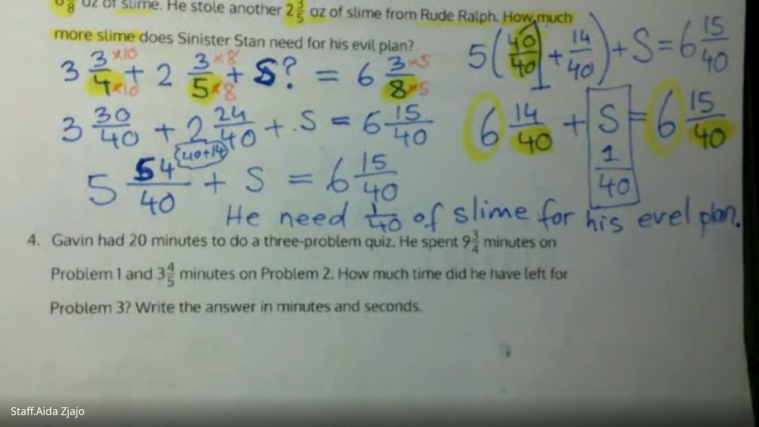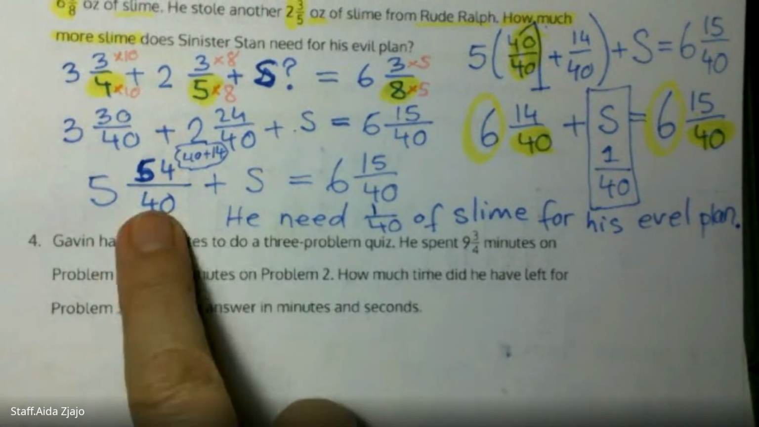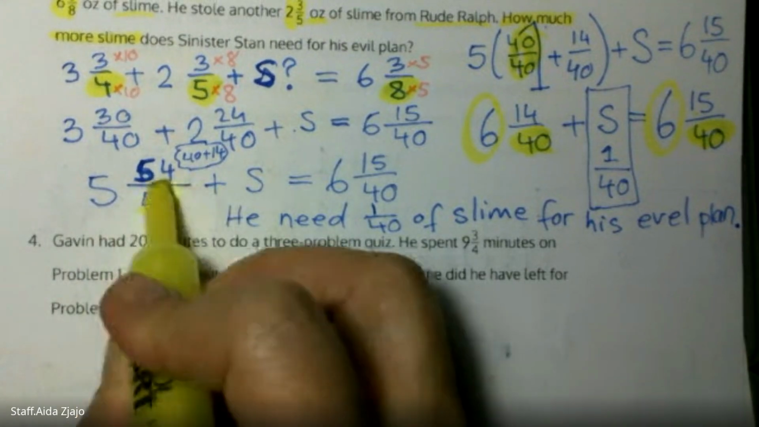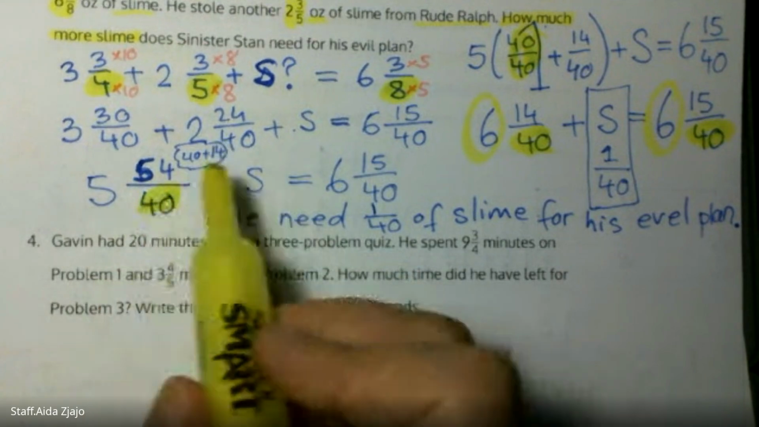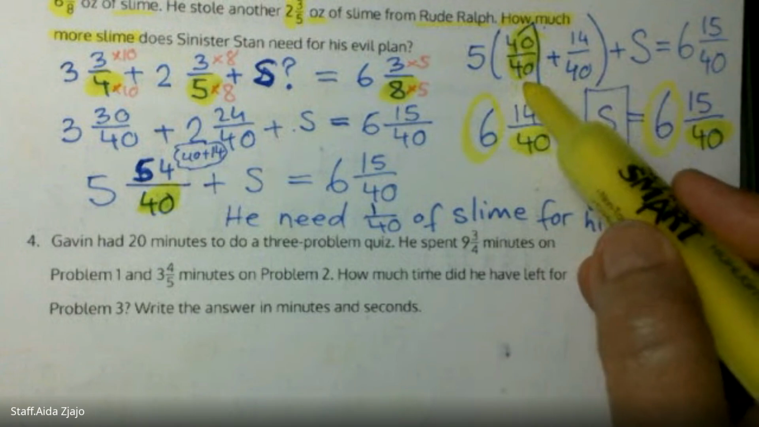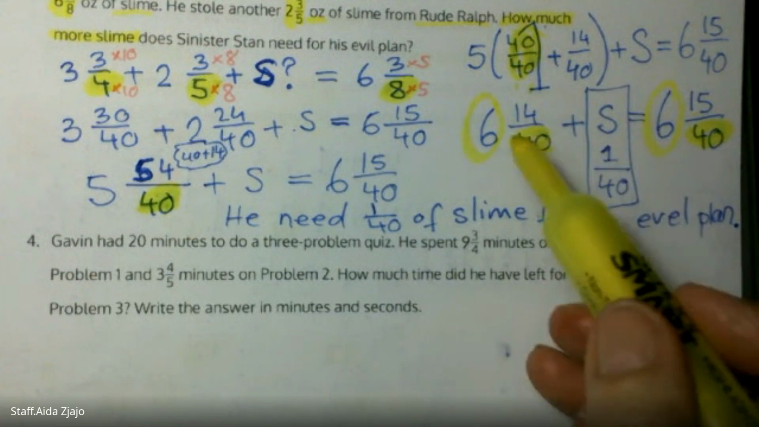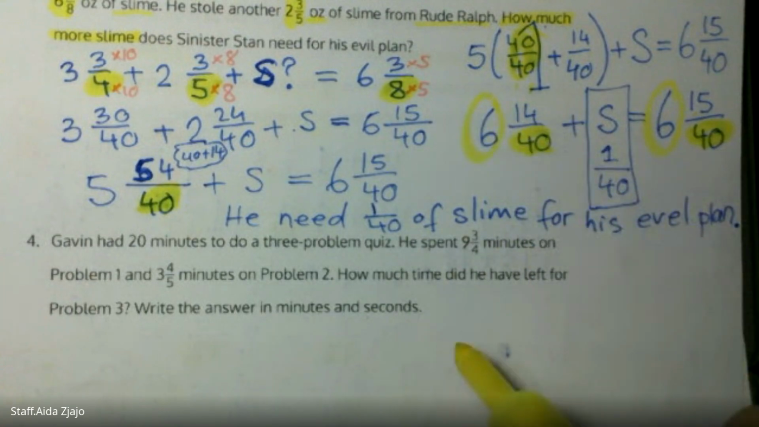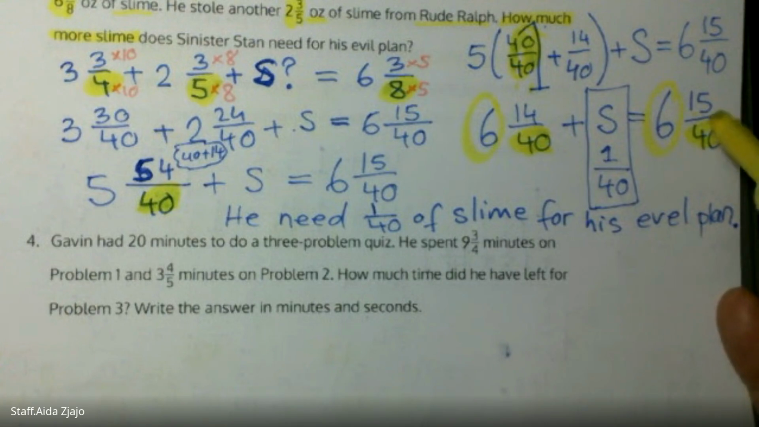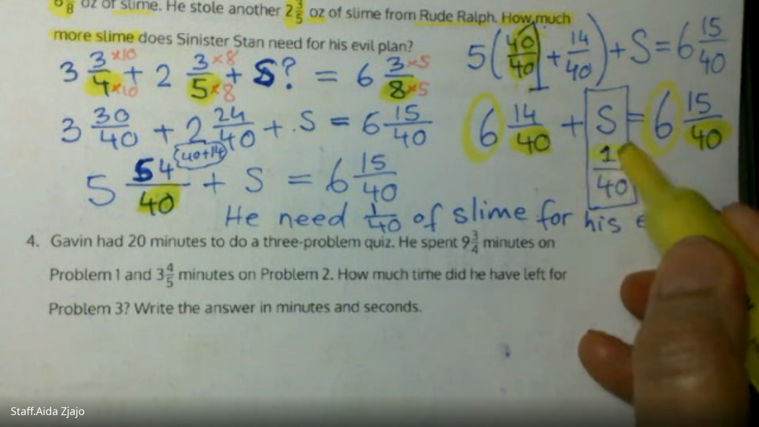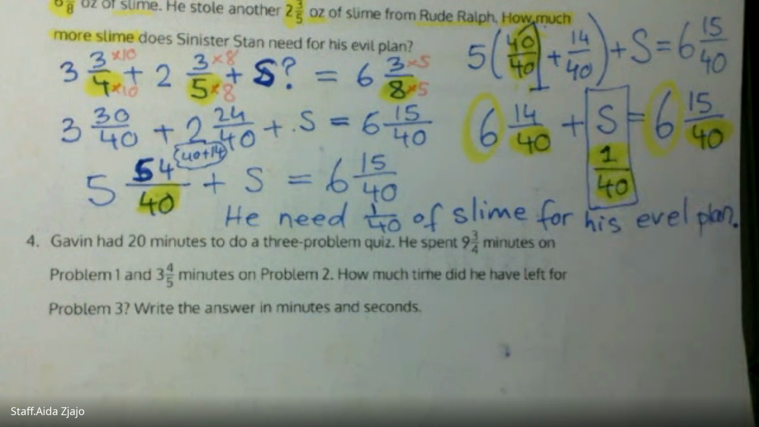So it takes regrouping to make the whole. If I have 54 40ths, I can make a whole, 40 40ths, plus 14 40ths. That makes 6 wholes and 14 40ths, and he needed 6 and 15 40ths. So S would be the 1 40th, and that's how much he misses.